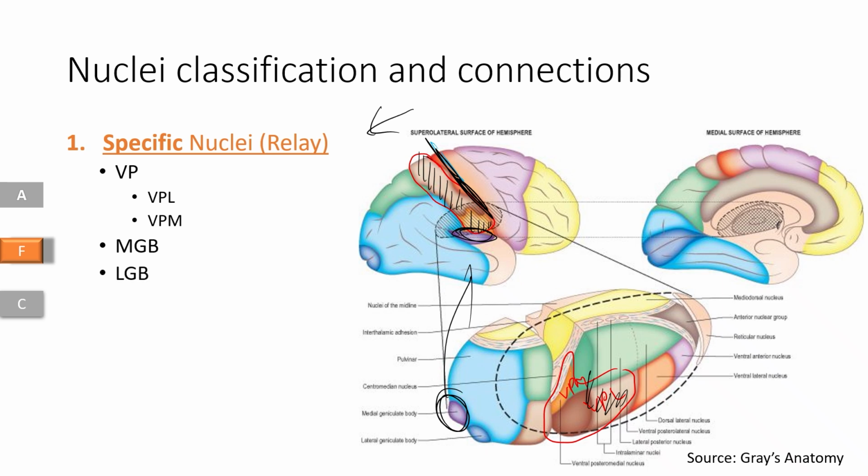Next is the lateral geniculate body. As you know, lateral geniculate body is concerned with vision. That means it is around the calcarine sulcus. That is what you are seeing here. This is the region around the calcarine sulcus. So that is where LGB will be projected.